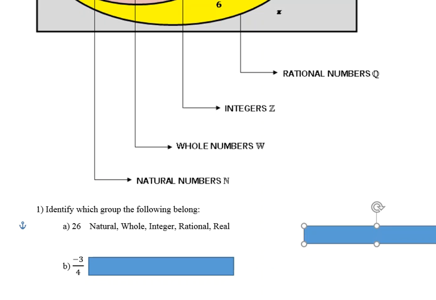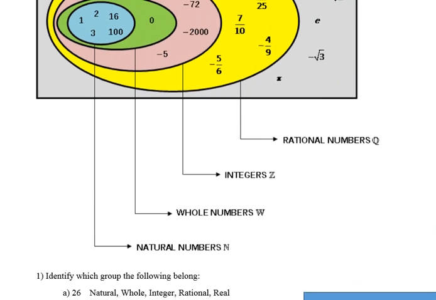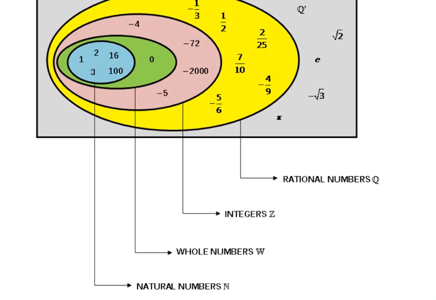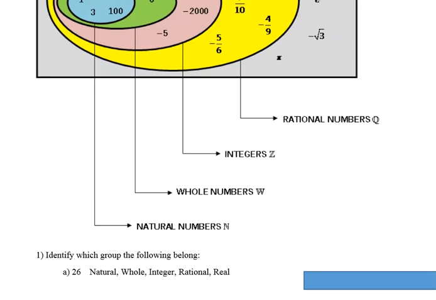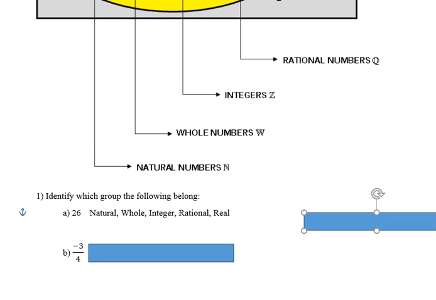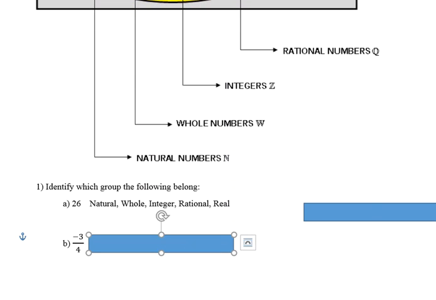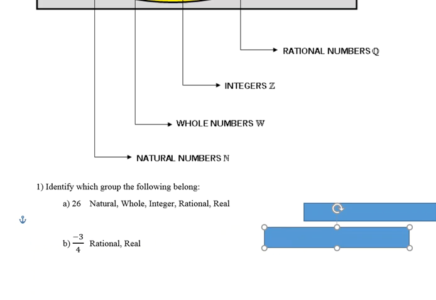Now I have -3/4. So again, I'm going to look up here. Now the first 3 circles or pieces in the center have nothing to do with partials, so I can't include that. The first one that counts is the yellow one, and so remember the yellow is rational numbers. And everything in here is a real number, so -3/4 is only, if I remove the blue box, a rational and a real number.